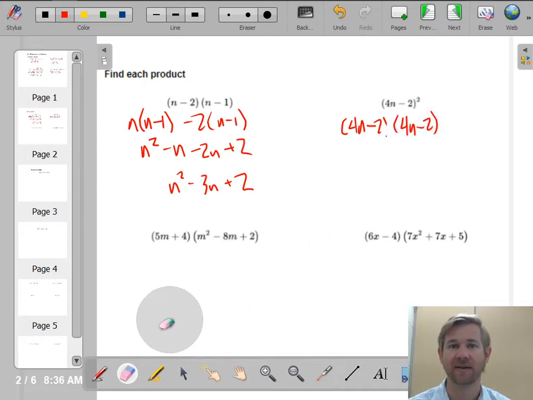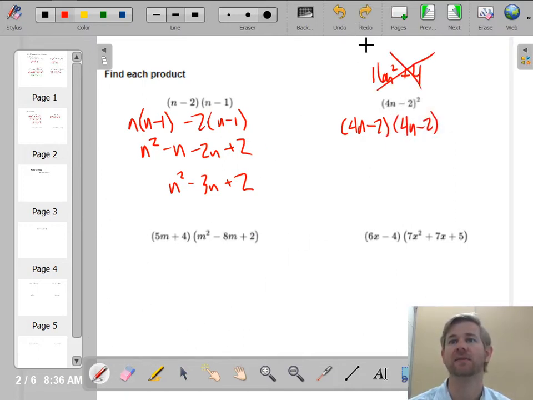Make sure you write it out and then you're going to FOIL it like you do all the other problems. So I'm going to multiply 4n times 4n and get 16n squared. 4n times negative 2 is negative 8. Again, negative 8. 4n times negative 2. And then negative 2 times negative 2 is positive 4. So 16n squared minus 16n plus 4.